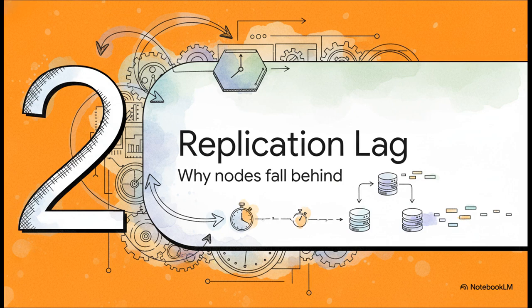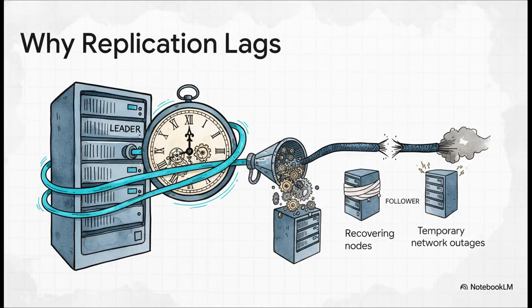Section 2, understanding replication lag. Why followers fall behind the leader. Well, while leader-based replication scales reads brilliantly, it inherently introduces a delay. Copying data from the leader to the followers isn't instantaneous magic, right? We call this delay replication lag.